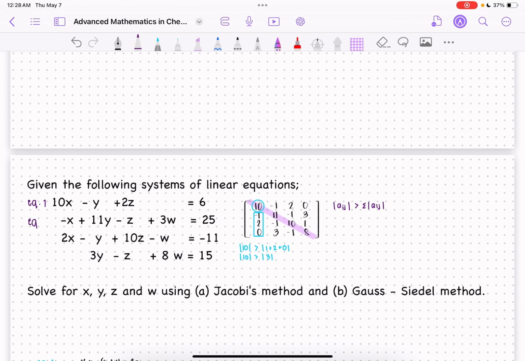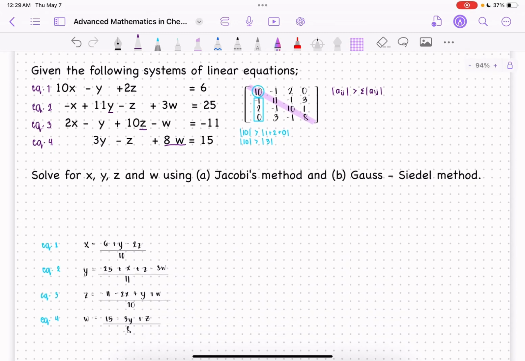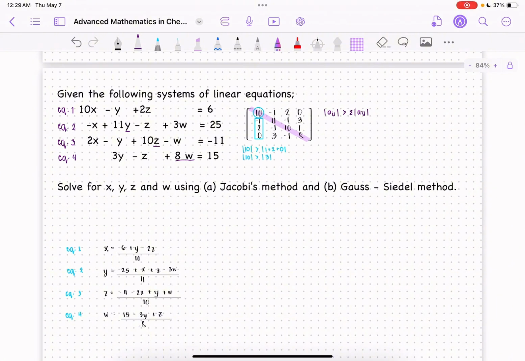This would be our equation 2. However, this would be in terms of y. This would be equation 3 in terms of z. And this would be our equation 4 in terms of w. Now, that would result in this equation that we have right here.